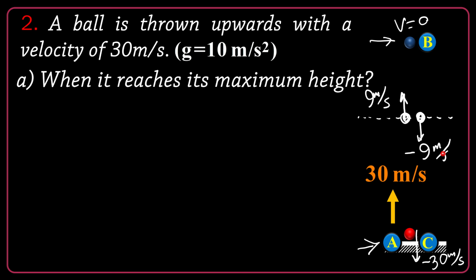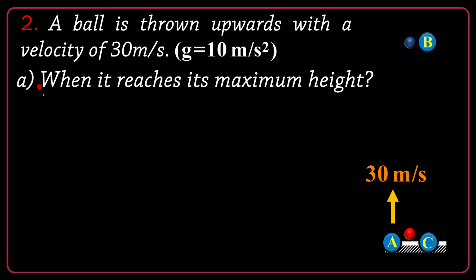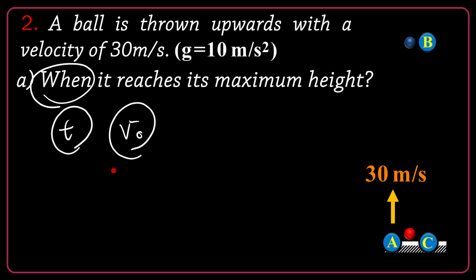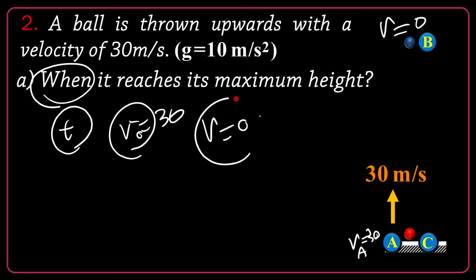Okay, part A. When it reaches the maximum height, when means time. So I'm looking for time. The given quantities are V naught. It's exactly VA because VA is V naught here. It's 30 meters per second. And then VB is the final velocity, which seems to be 0 because it's the peak point. Final velocity is 0. And G also is given to be 10.